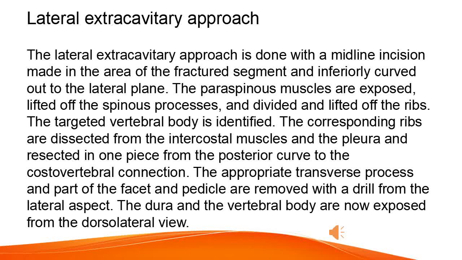The corresponding ribs are dissected from the intercostal muscles and the pleura and resected in one piece from the posterior curve to the costovertebral connection. The appropriate transverse process and part of the facet and pedicle are removed with a drill from the lateral aspect. The dura and the vertebral body are now exposed from the dorsolateral view.